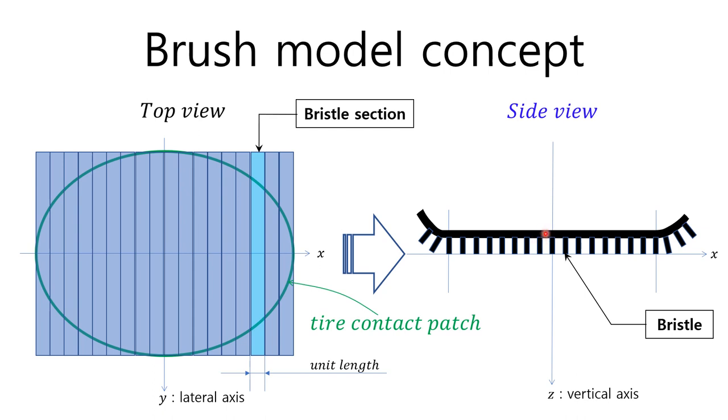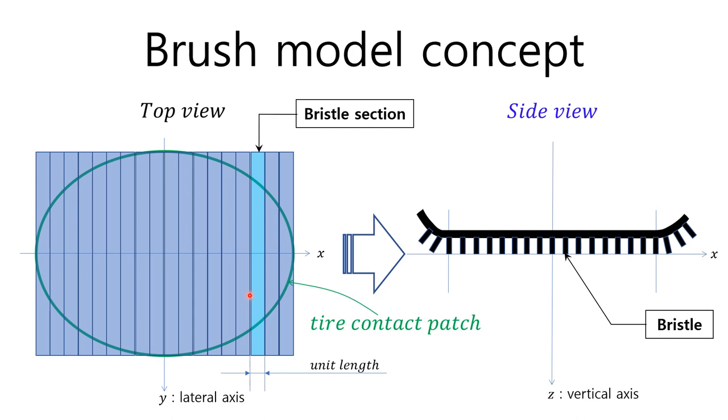But in fact, the tire brush model is a continuum model in which bristles form a continuous body without a brick between the bristles. A bristle can be considered to represent the physical properties of the corresponding part among the entire brush.